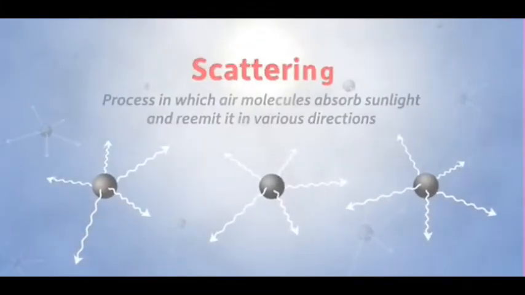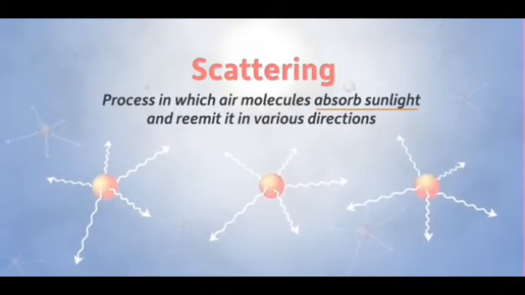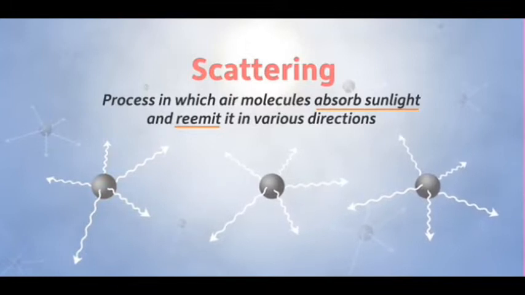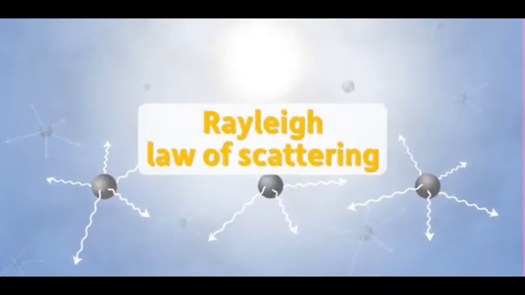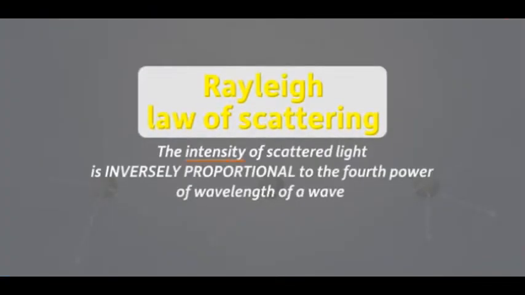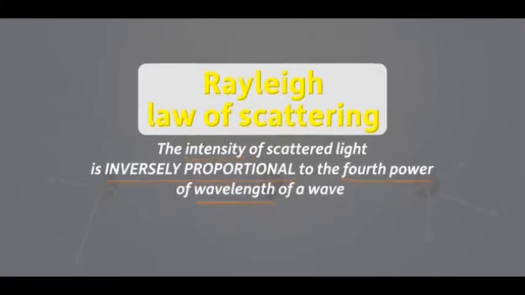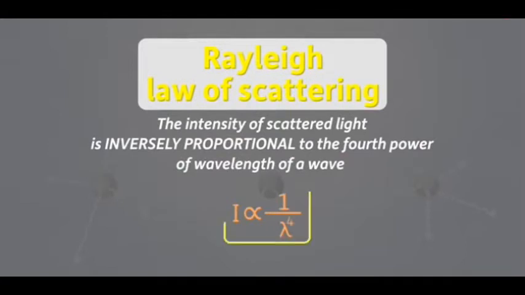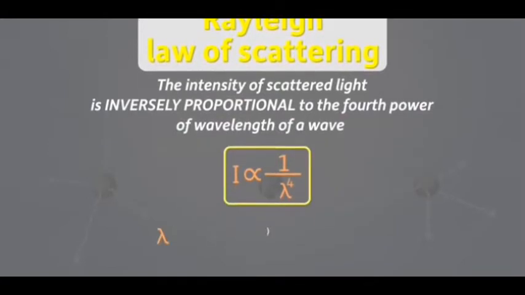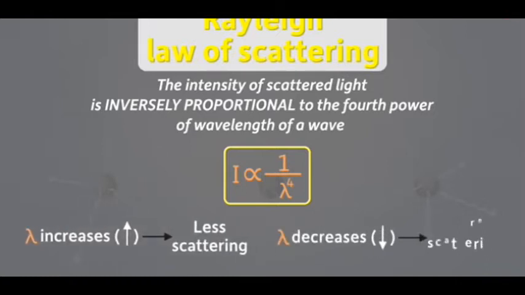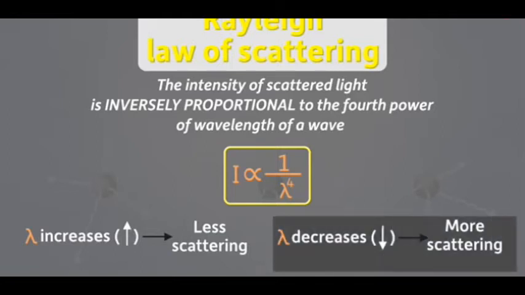When sunlight strikes these molecules, it gets scattered. Scattering is a process in which the light is absorbed by the atoms and re-emitted back in various directions. However, not all the light is scattered equally. The amount of light that will be scattered is given by Rayleigh's law of scattering. It says that the intensity of the scattered light is inversely proportional to the fourth power of the wavelength of a wave. I is inversely proportional to lambda to the fourth power. If the value of lambda increases, then intensity will be lower.